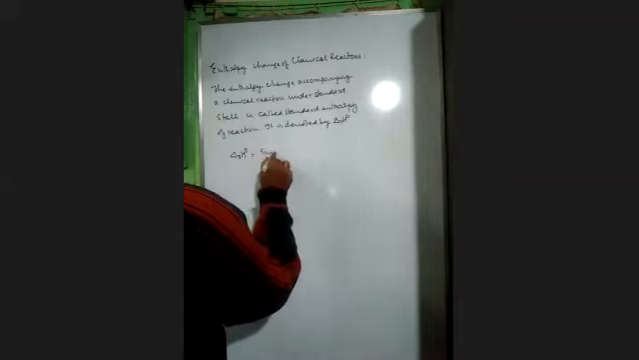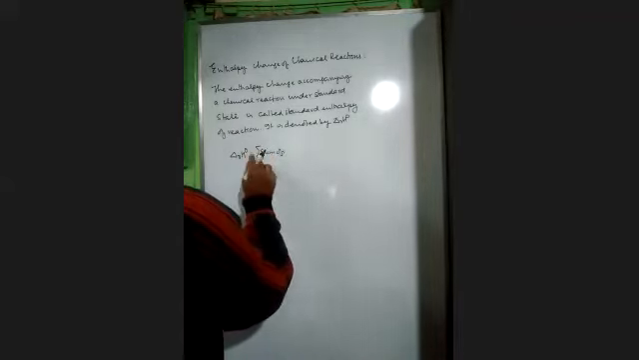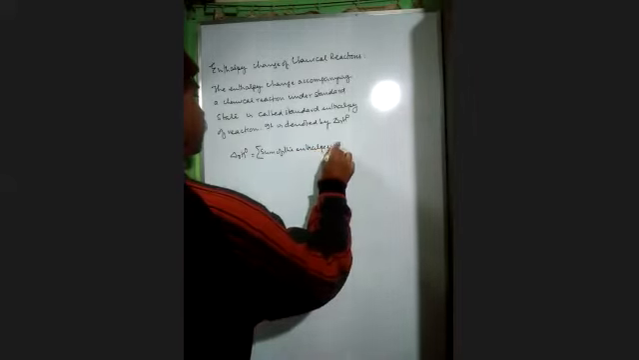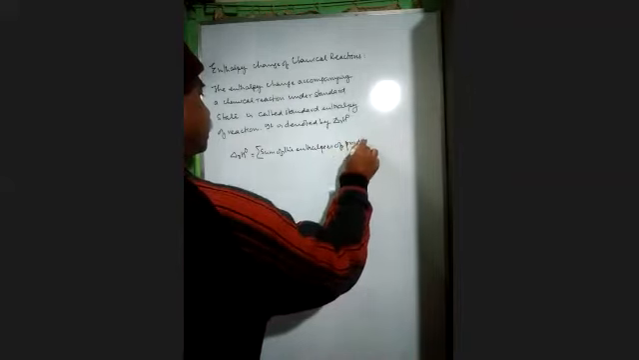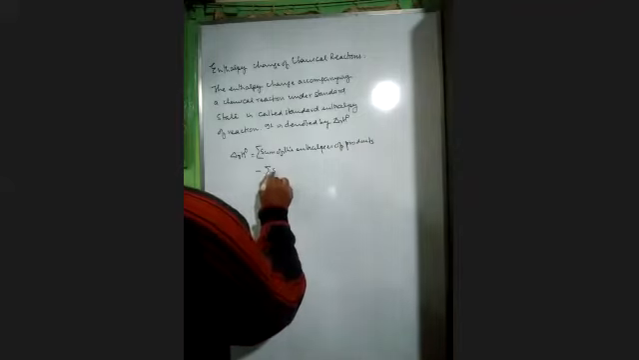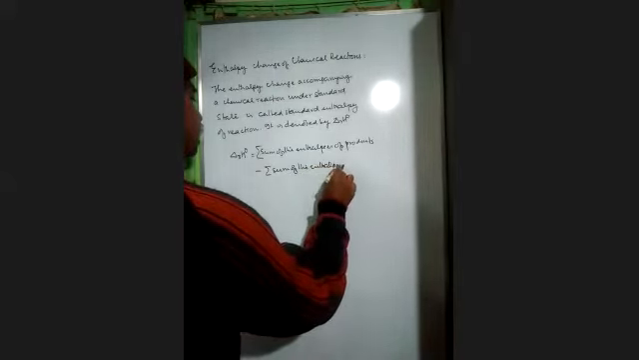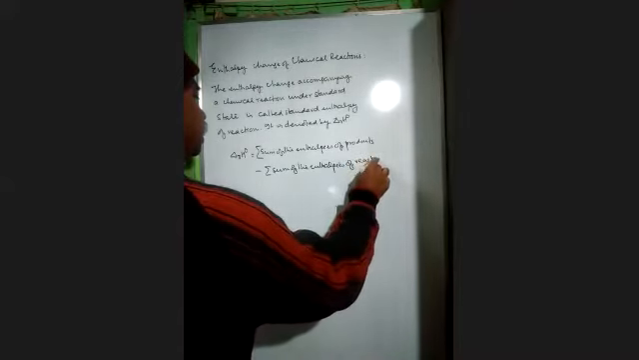Therefore, delta r H naught is the sum of the enthalpies of products, that is the final, minus the sum of the enthalpies of reactants. That way we can calculate.